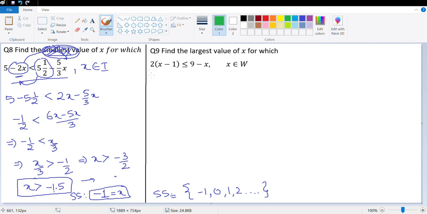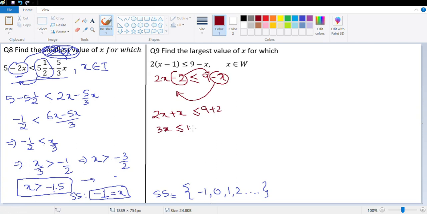Let me just check if I have written the question correctly. 2 times x minus 1 is less than or equal to 9 minus x. Perfect. Let's look at this question. So let me open the bracket first. So this becomes 2x minus 2 is less than or equal to 9 minus x. Let's take negative x on this side, negative 2 on this side. So this becomes 2x plus x is less than or equal to 9 plus 2. 3x is less than or equal to 11.